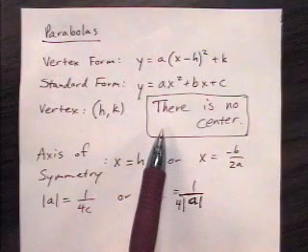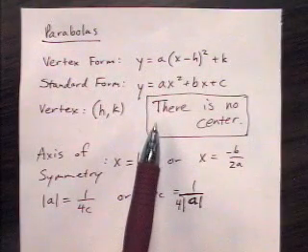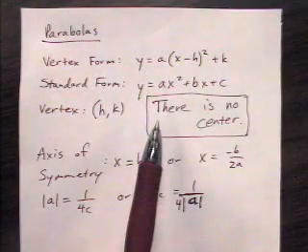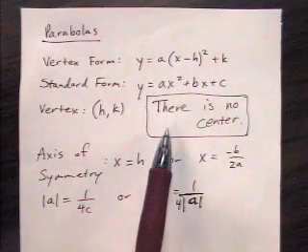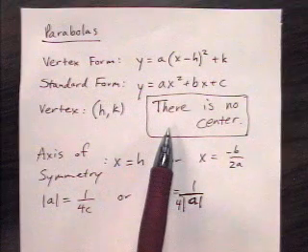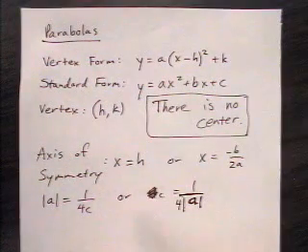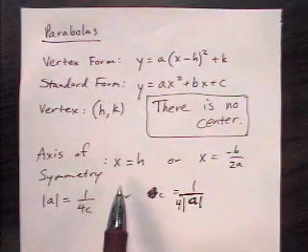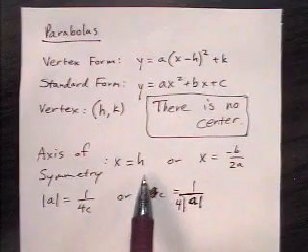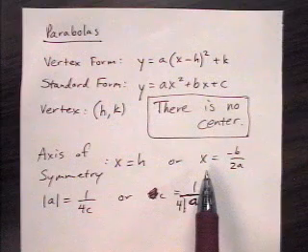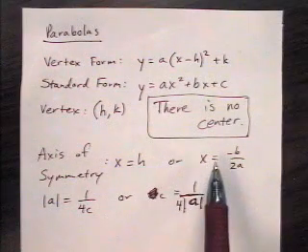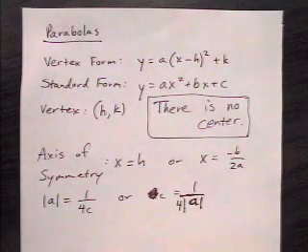One big point I want to make to you is there is no center of a parabola. So if I ask you for the center of a parabola, you probably should put NA because that doesn't exist. It has a vertex but no center. The axis of symmetry can be found by x equals h if you know the h value of the vertex, or if you just have a and b, it's x equals the opposite of b over 2a.